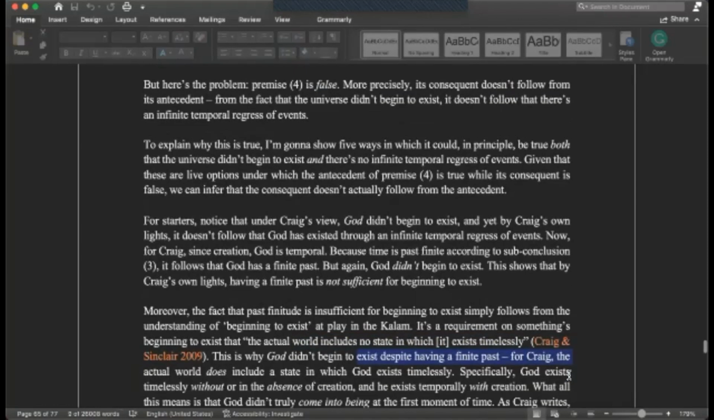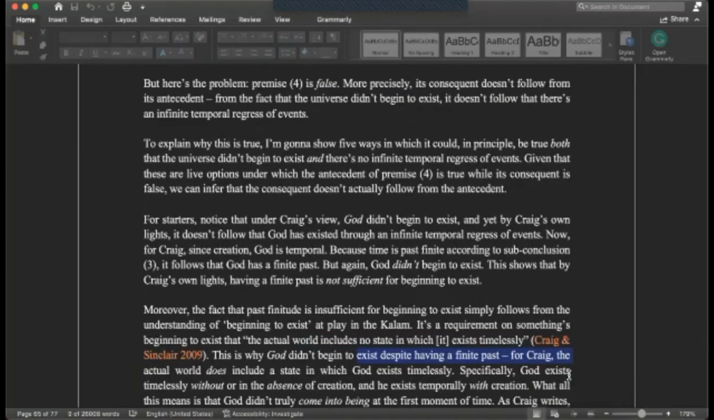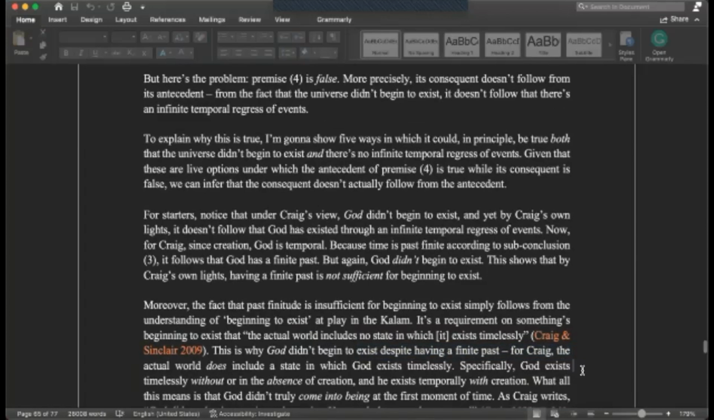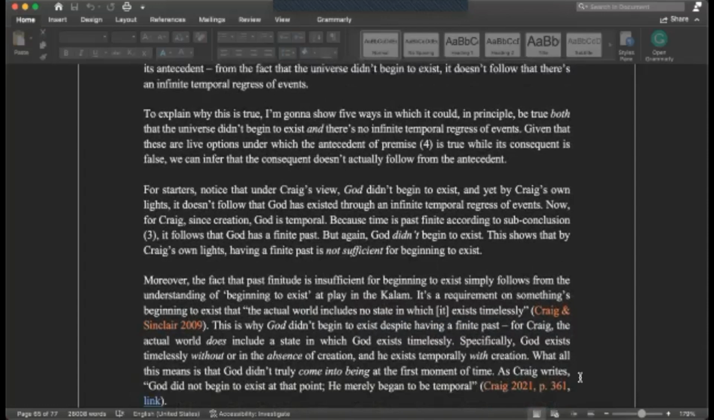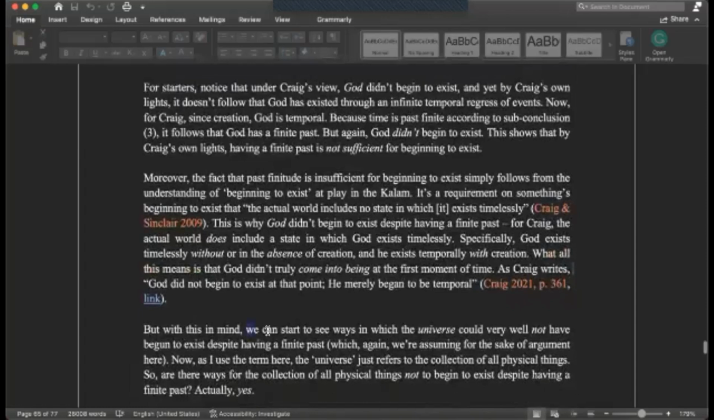For Craig, the actual world does include a state in which God exists timelessly. Specifically, God exists timelessly without, or in the absence of creation, and he exists temporally with creation. What all this means is that God didn't truly come into being at the first moment of time. As Craig writes, God did not begin to exist at that point, he merely began to be temporal. But with this in mind, we can actually start to see ways in which the universe could very well not have begun to exist despite having a finite past, which again, we're assuming for the sake of argument here.